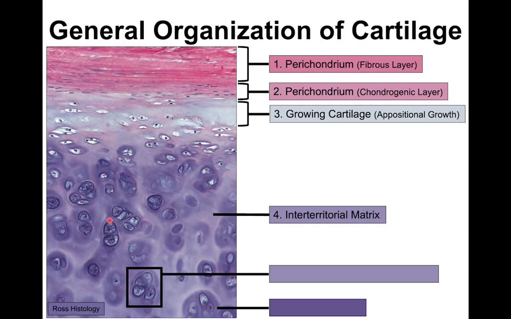The matrix has two parts, interterritorial matrix and territorial matrix. Interterritorial matrix, when we see it in staining, appears lighter, but territorial matrix appears darker. This is due to the amount of proteoglycans, which we'll see later; cartilage matrix mainly consists of proteoglycans. There are more proteoglycans in the territorial matrix, that's why it appears darker, but there are fewer proteoglycans in the interterritorial matrix. That's why it appears lighter in staining.